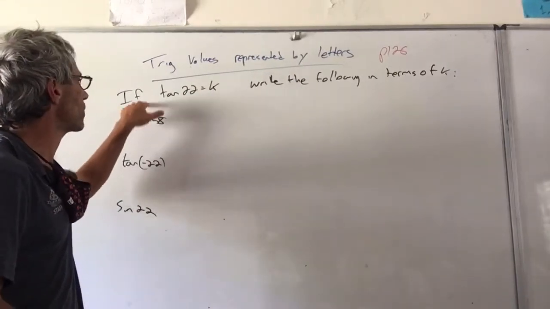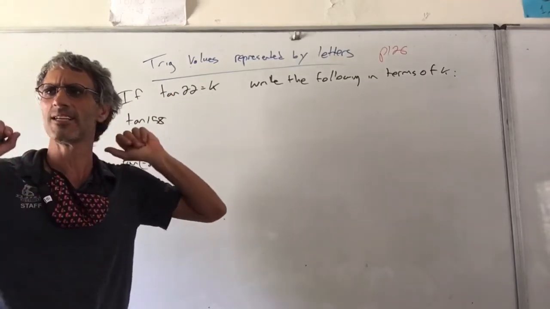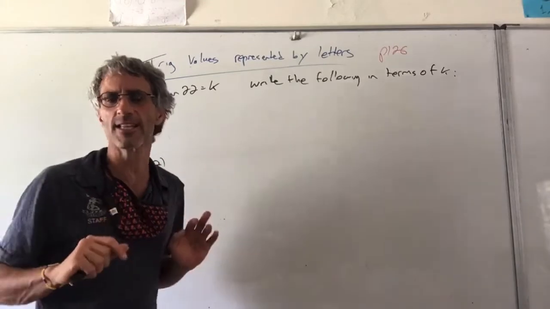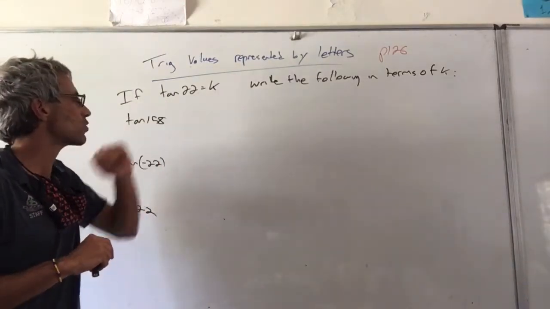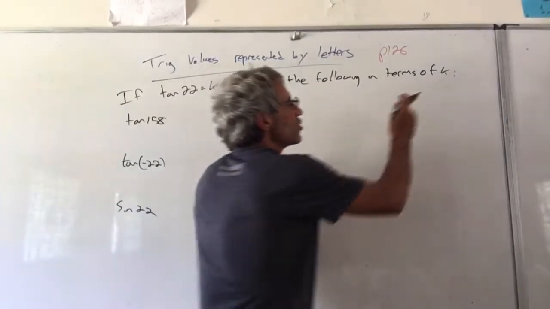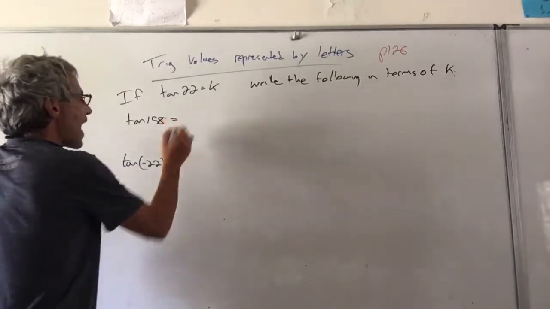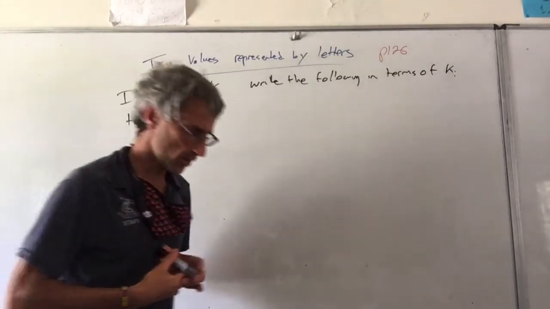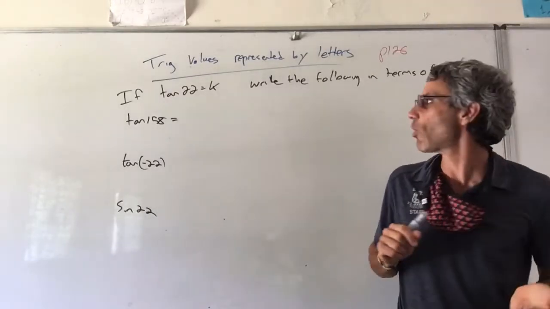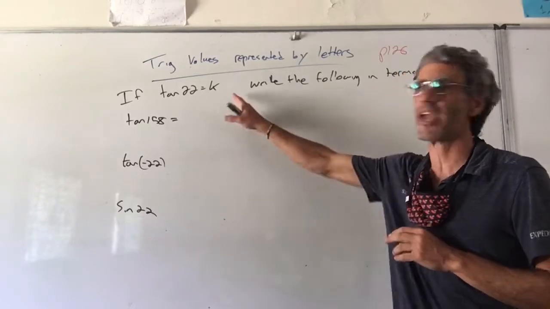Okay, they tell us, look, let's say tan 22 we represent by the letter K. We don't need to find K, we don't need to enter that in the calculator. They just said, let's call tan 22 K. Write the following in terms of K. So I've got tan 158. Again, they don't want me to put that into the calculator and give a number. They want me to write it in terms of K.